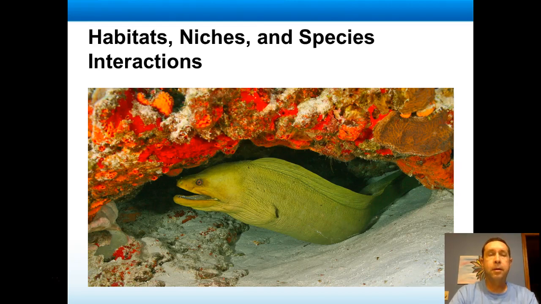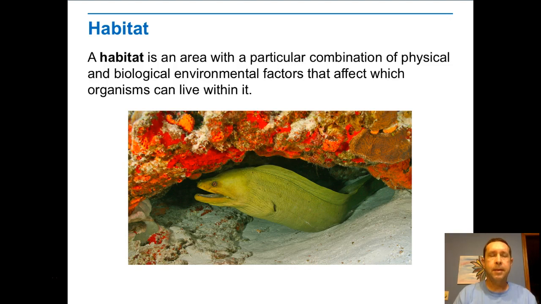All right, in this video, we're going to start talking about what are habitats, niches, and how do species within communities interact with one another. So first, a habitat. A habitat is an area with a particular combination of physical and biological environmental factors that affect which organisms can live within it. So basically, what allows an organism to live somewhere, where an organism lives, is its habitat.